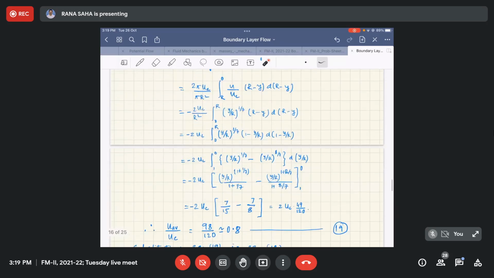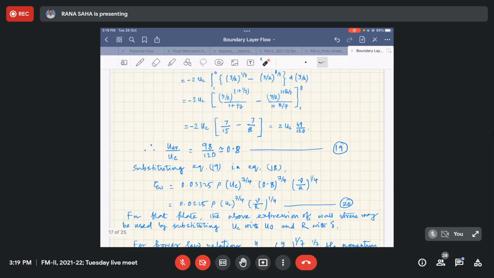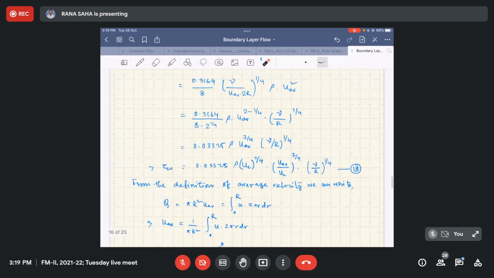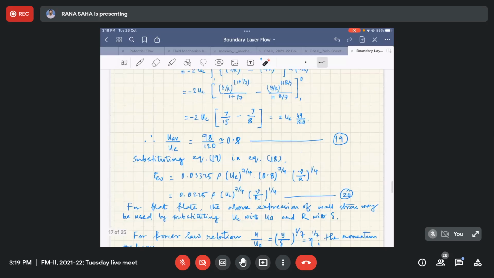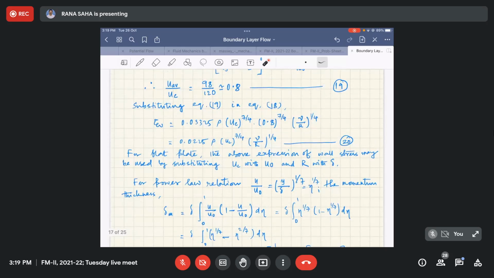That is the value of U average, which ultimately gives us the ratio U average by UC, which actually we are looking for. So here, in this equation 18, this is the ratio that we need to find out for flow through pipe. So this ratio is 0.8, and then if you substitute it, you get this expression of tau W in terms of the center line velocity UC, which is analogous with U naught, okay, for flow over a flat plate.